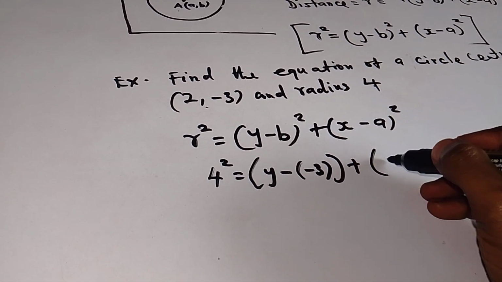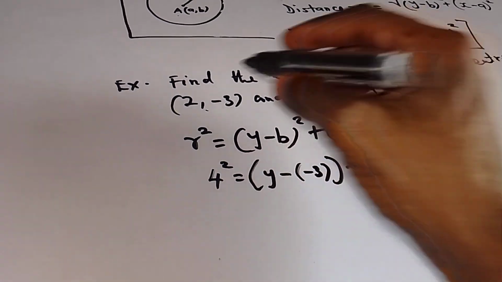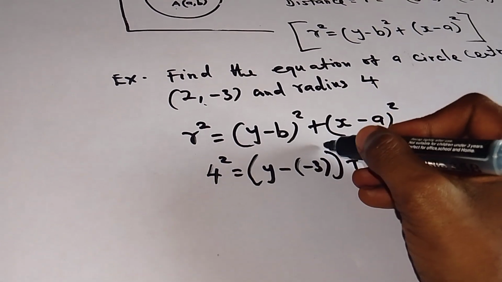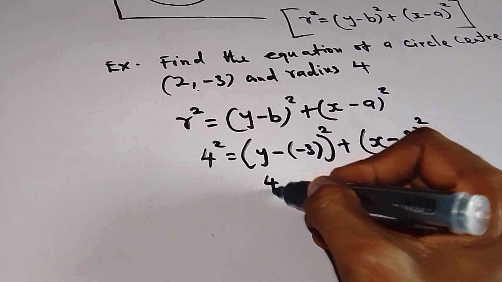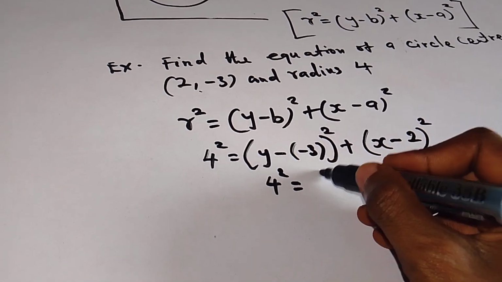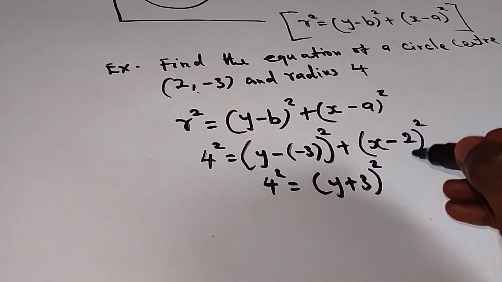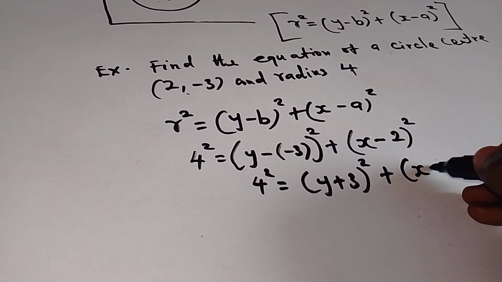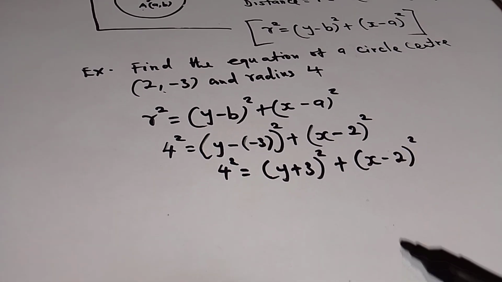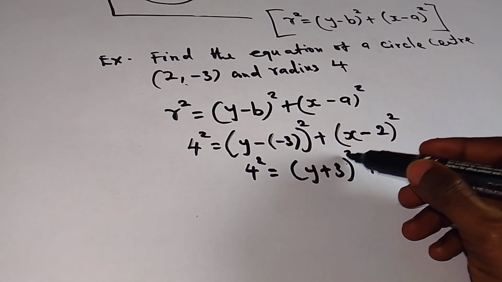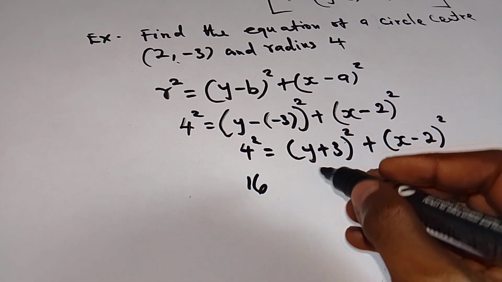Then plus x, our x remains x, then minus our a, which is 2. Sorry, this is squared and this is squared. So this will give us 4 squared, which is equal to (y plus 3) squared, since minus times minus is plus, plus (x minus 2) squared. At this point we are going to expand the brackets. 4 squared is 4 times 4, which is 16.